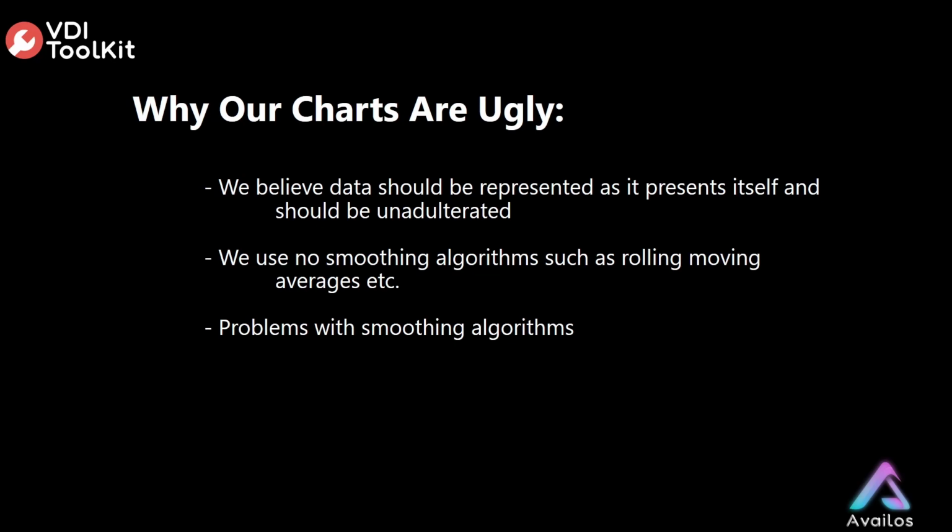First, we believe data should be represented as it presents itself and should be unadulterated. So what does that exactly mean? Well, it means we use no smoothing algorithms on our charts, such as rolling moving averages, etc.